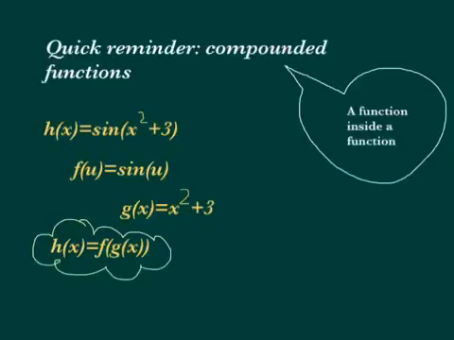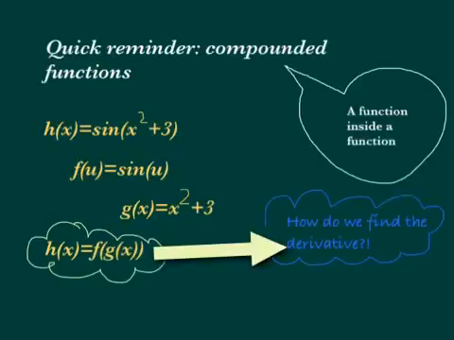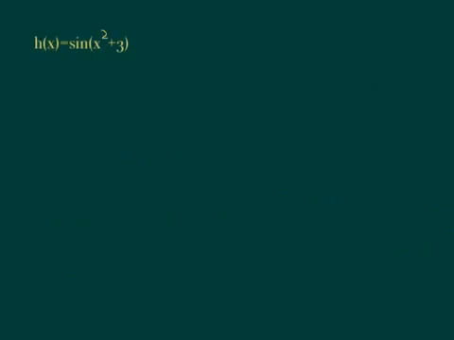Now, the chain rule will tell us how to differentiate these functions. At the moment we haven't learned how to find the derivative of functions like these, but the chain rule is going to tell us how. I actually want to show you the derivative of this before I show you the rule, and hopefully you'll be able to work out the rule just from the way I show you the derivative. The derivative of sine of x squared plus 3 is cosine of x squared plus 3 multiplied by 2x.